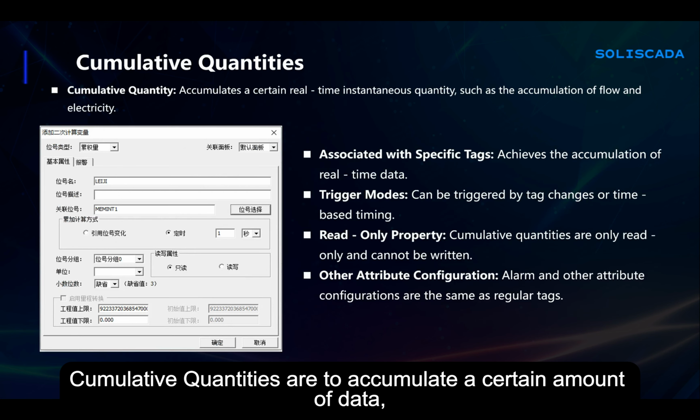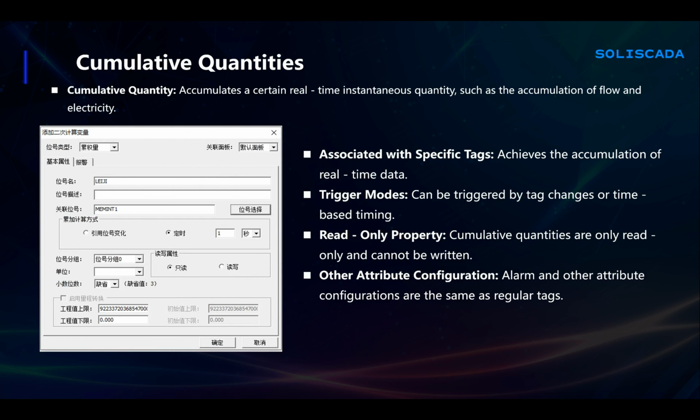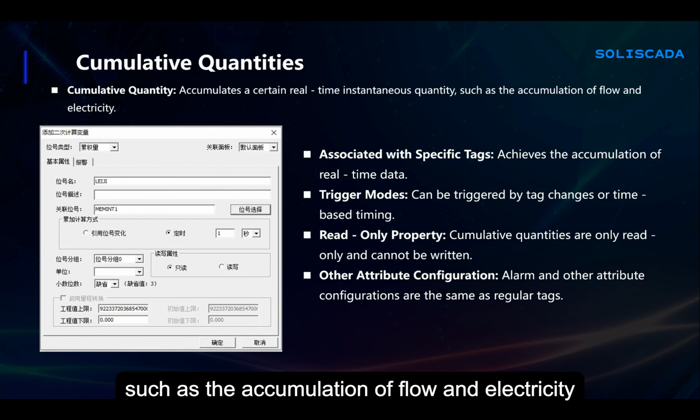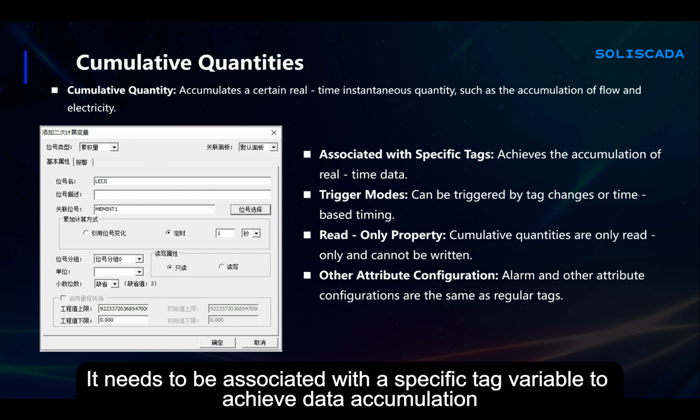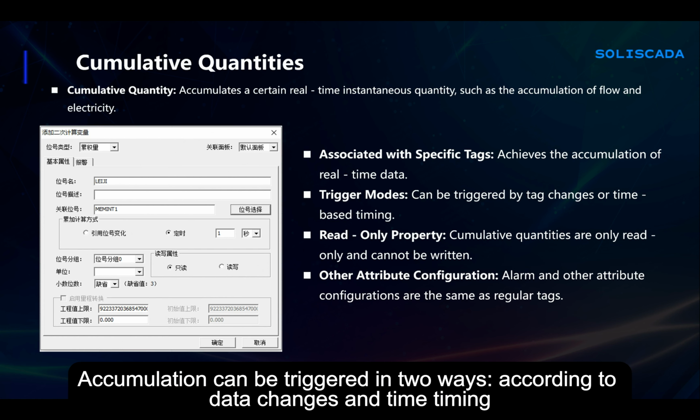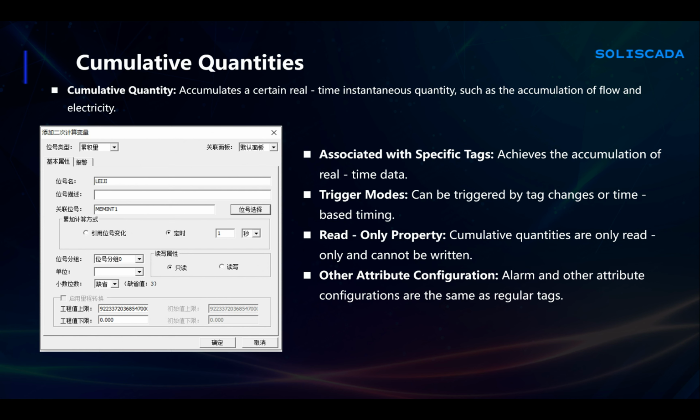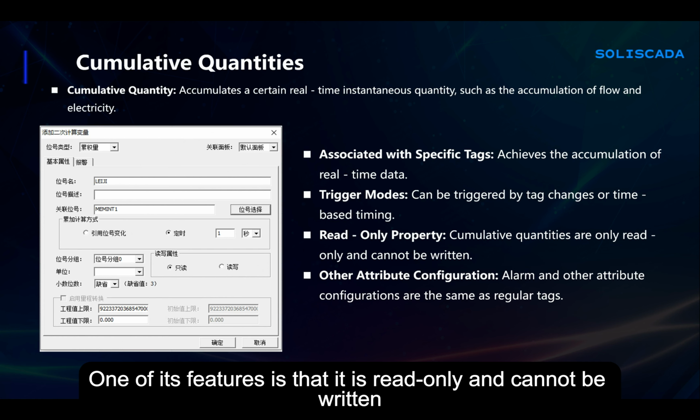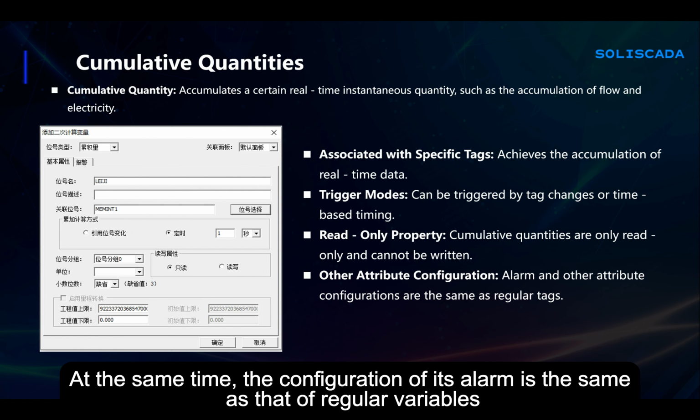Cumulative quantities accumulate a certain amount of data, such as the accumulation of flow and electricity. It needs to be associated with a specific tag variable to achieve data accumulation. Accumulation can be triggered in two ways, according to data changes and time timing. One of its features is that it is read-only and cannot be written. At the same time, the configuration of its alarm is the same as that of regular variables.